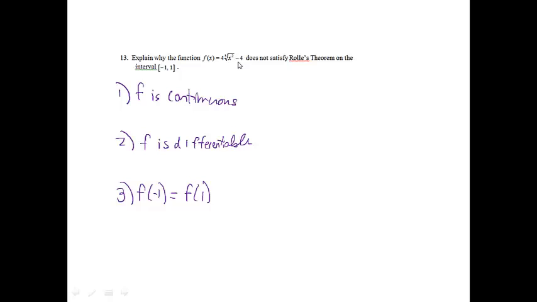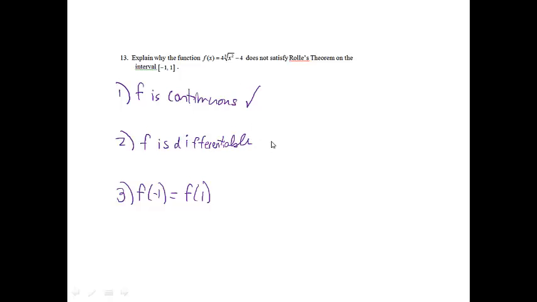Okay, if I look at this, I just basically need to see, is there anything that I can't plug in for x? I am concerned a little bit with the square root, because I don't want a negative inside of the square root. But if you'll notice I have x squared inside of the square root, no matter what I put in for x, I'm going to get a positive number when I square it. So there's no worries about that one. So f is continuous.